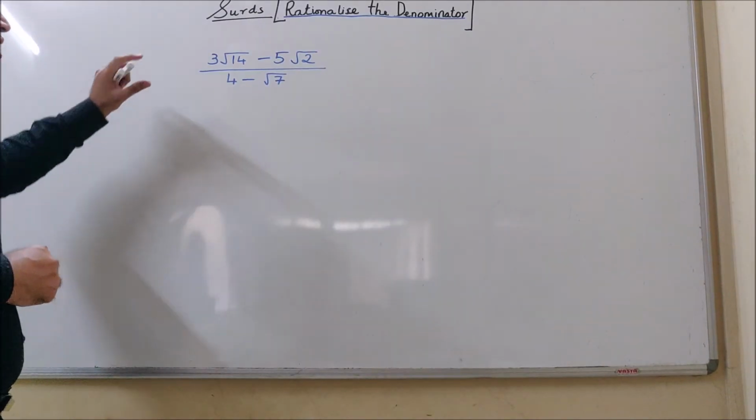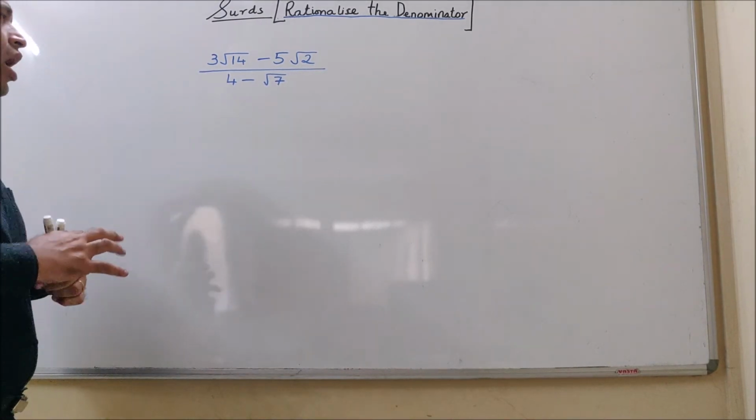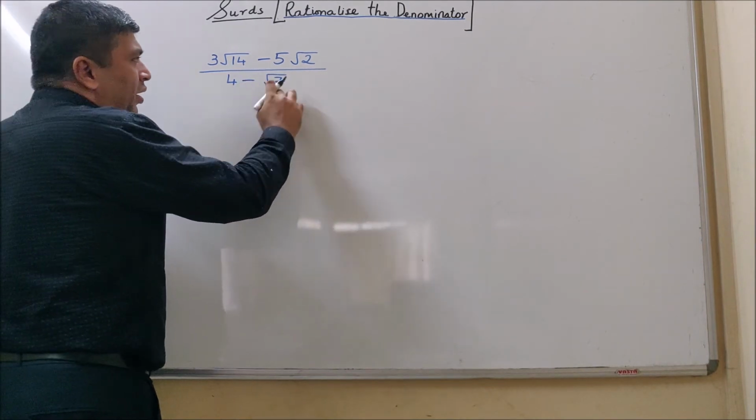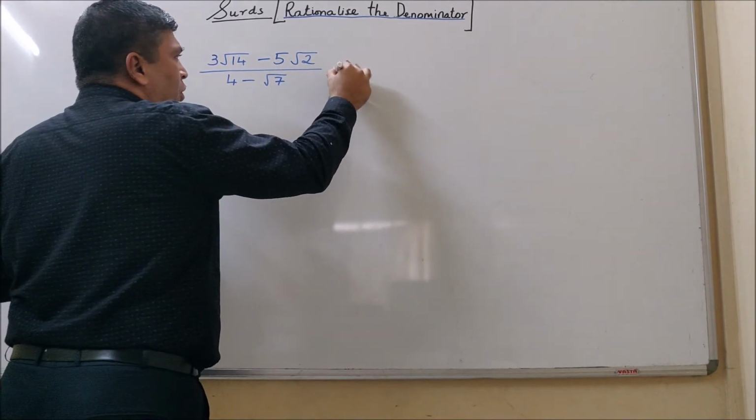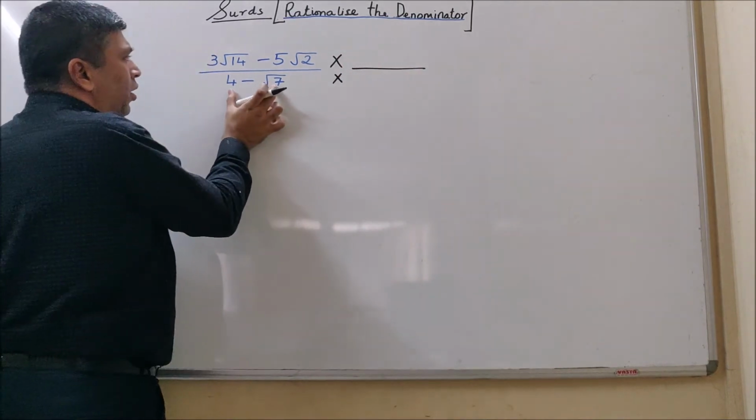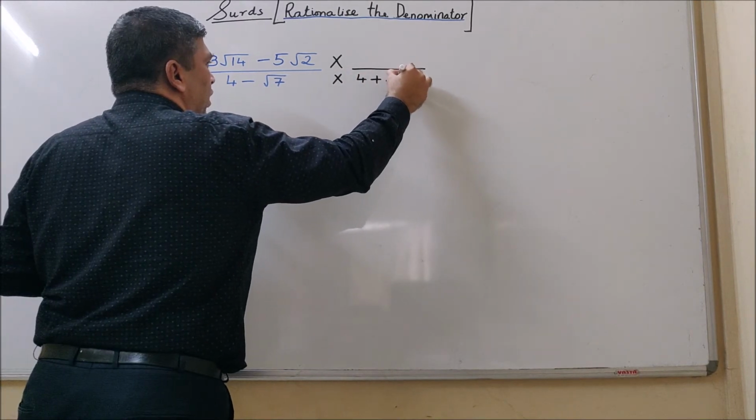Okay, let's rationalize this, rationalize the denominator. Let's see how it is done. Your denominator is 4 minus root 7. So to rationalize it, we multiply the numerator and denominator with 4 plus root 7.